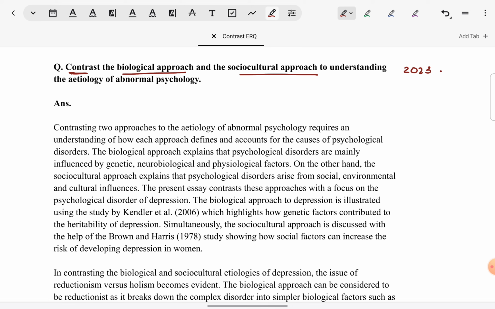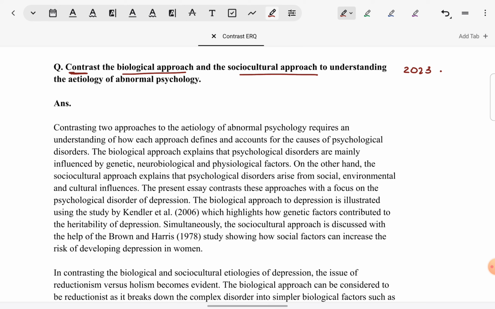Now in this video, I am going to go through the answer, pointing out to you how this answer will score on different criteria for ERQ. So I'll keep on pointing out what this is, an exemplar answer. This is a high scoring answer. So what all is making it a high scoring answer, I will keep discussing with you.